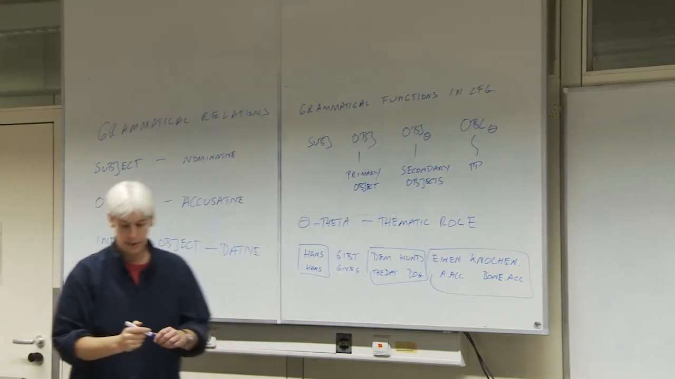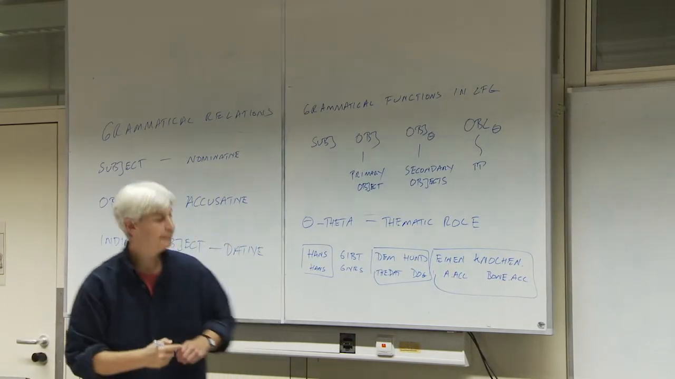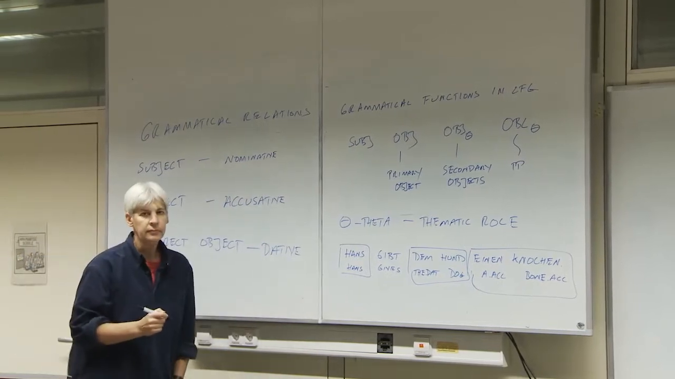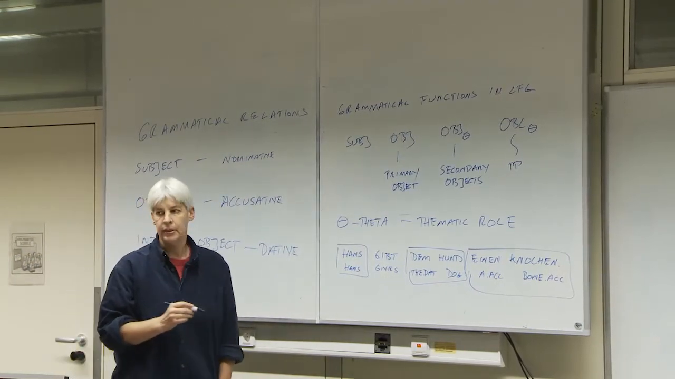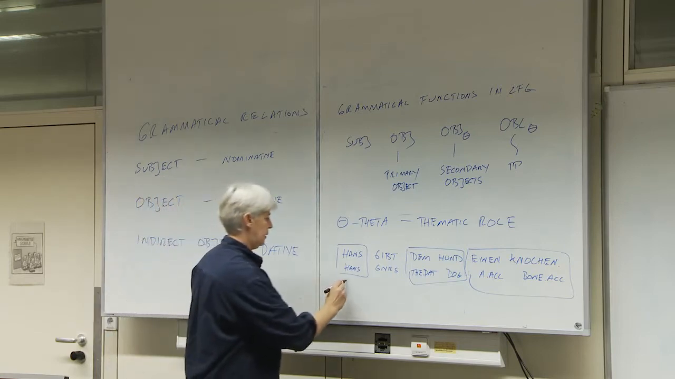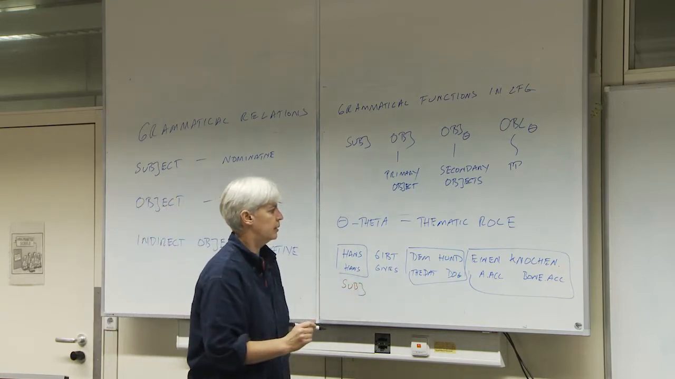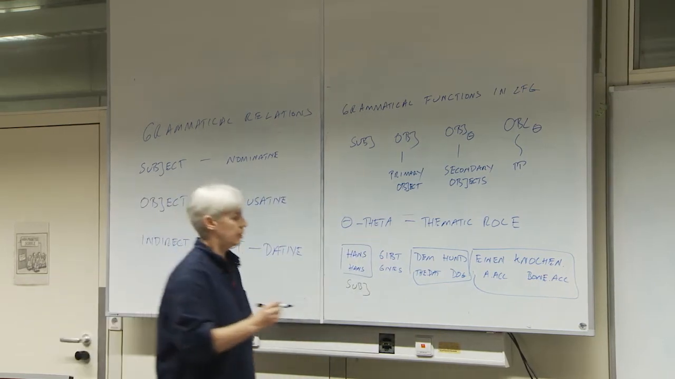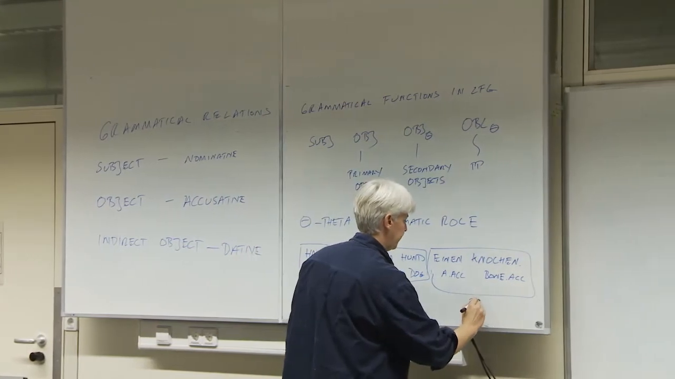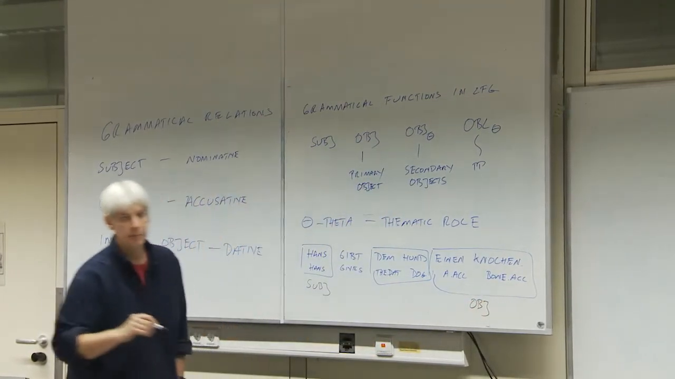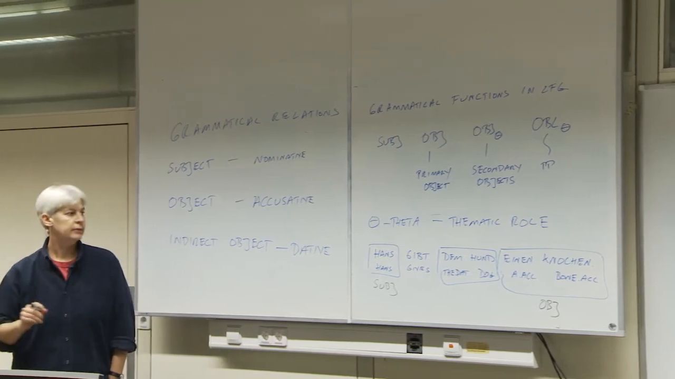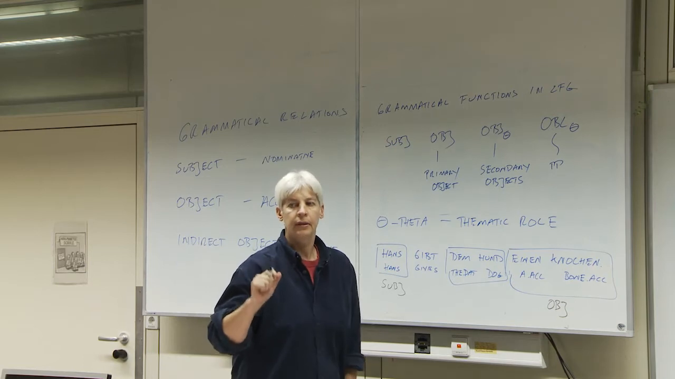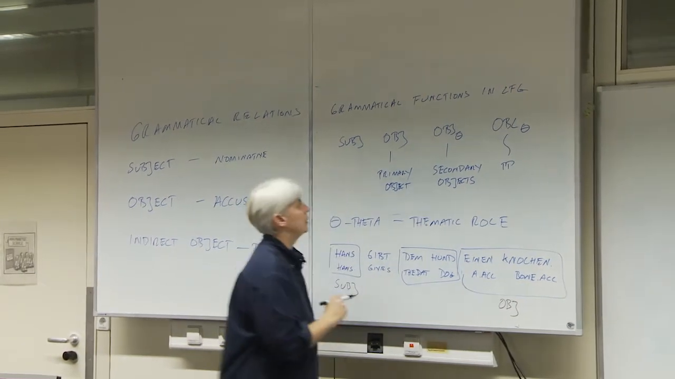And the LFG analysis would say, what? What's Hans? Subject. What's ein Knochen? Let's do that one first. Yeah, the primary object, so an obj. And dem Hund would be, no, an object theta, and in this case, yeah.